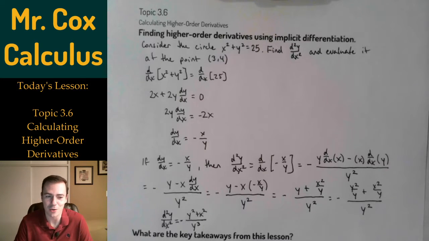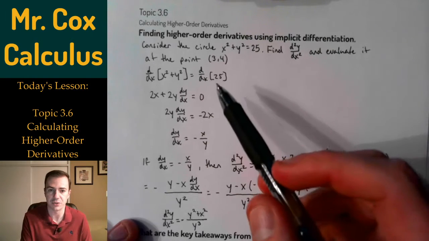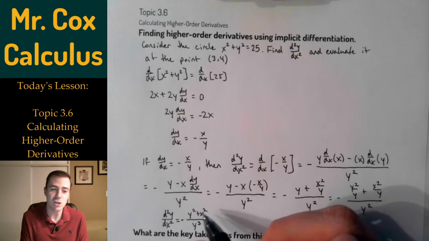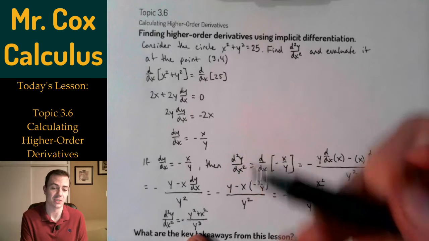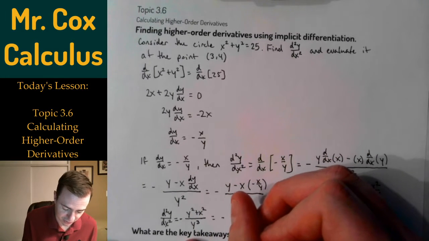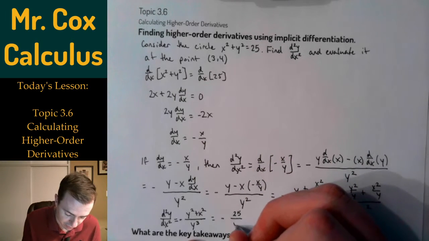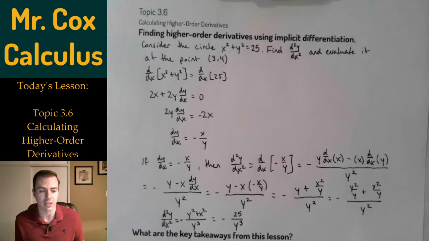There's actually another interesting point of simplification we can do for this particular one, but if you don't see it, it's okay, because we're still going to come up with an answer where we evaluate at the point 3, 4. But we actually know what x squared plus y squared is. X squared plus y squared is equal to 25. To make lives easier on ourselves, we can just go ahead and replace x squared plus y squared with 25. And so the second derivative is really negative 25 over y cubed.